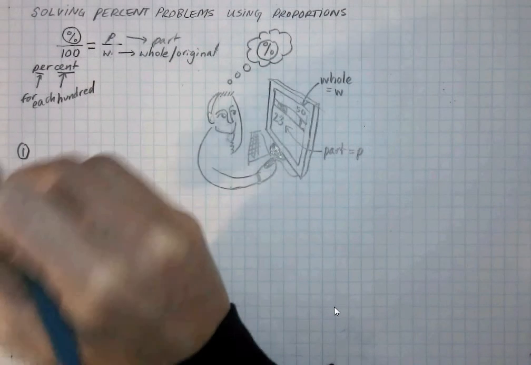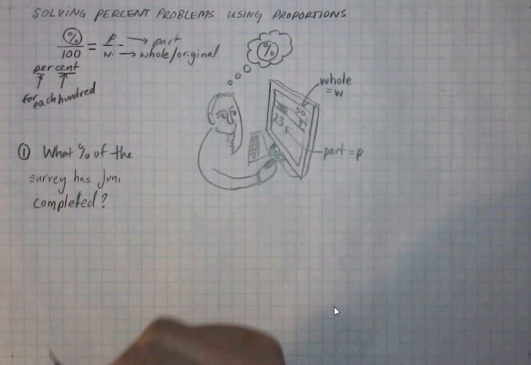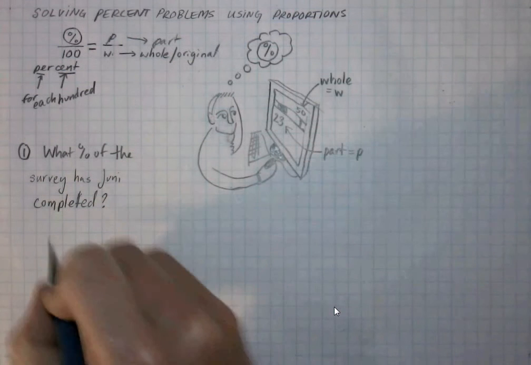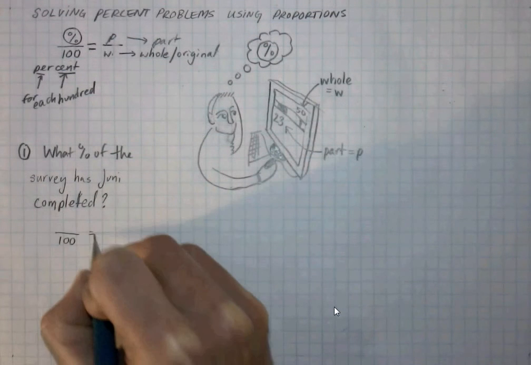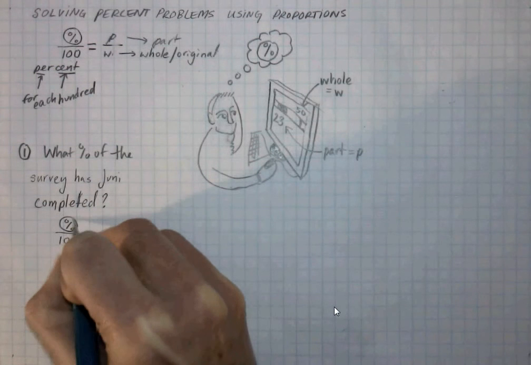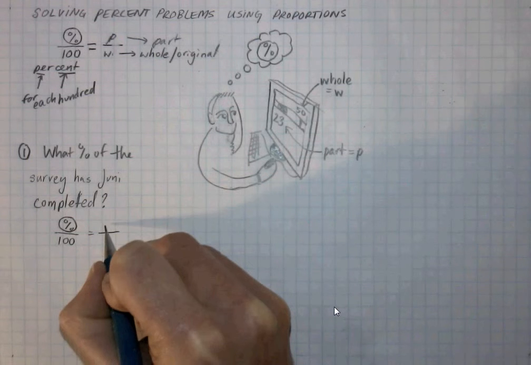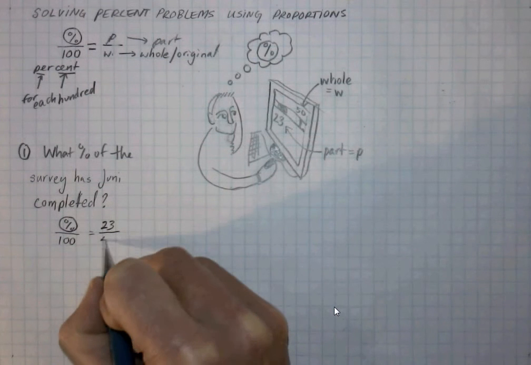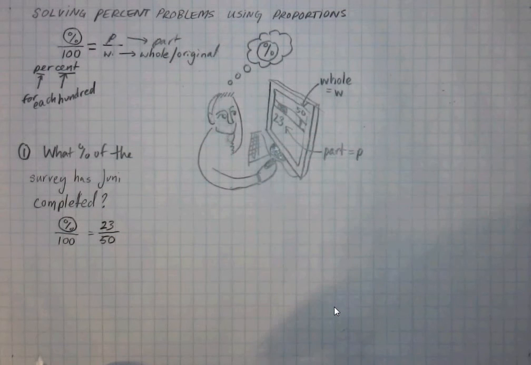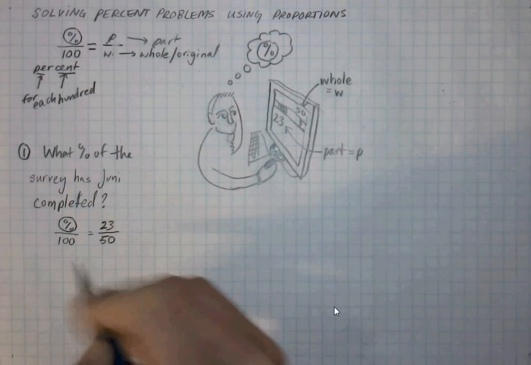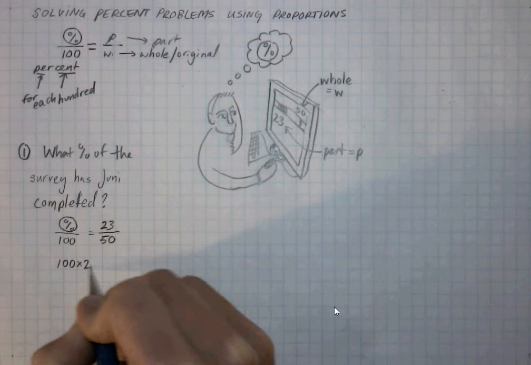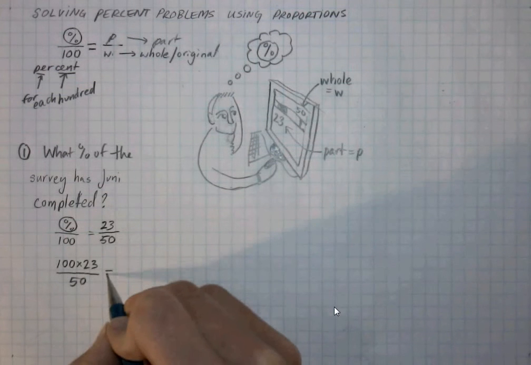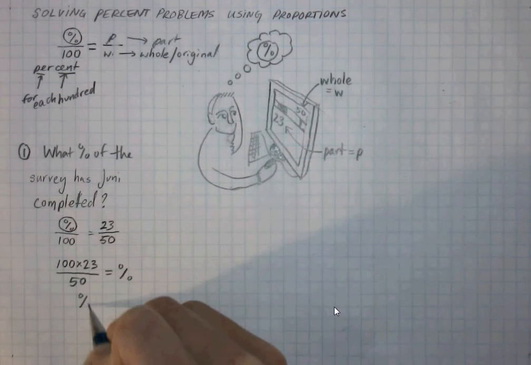So the most common question you might get about this situation would be, what percent of the survey has Junie completed? In this question, the percent is the unknown term, and we do know that the part of questions she's answered is 23, and the whole number of questions she has to answer is 50. Using the rules for solving a proportion, we can cross multiply 100 times 23 and then divide by 50 to arrive at the percent, which is 46%. So that is the first kind of problem.